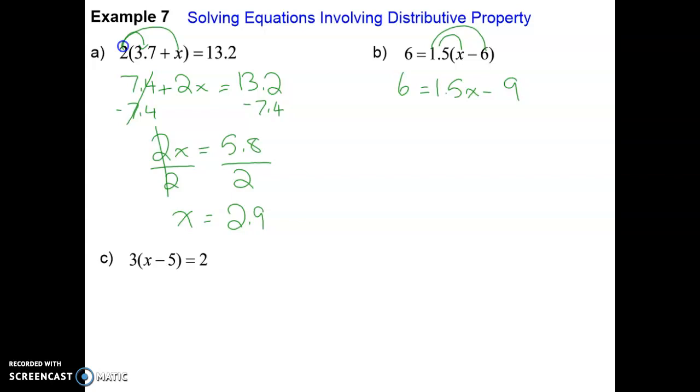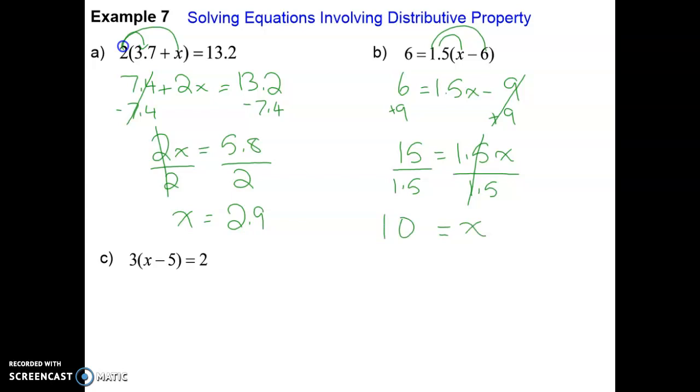The opposite of subtracting 9 is adding 9, so those make a zero pair. 6 plus 9 is 15, and that's equal to 1.5x. The inverse of multiplying by 1.5 is dividing by 1.5. Divide by 1.5 on both sides. That crosses out, and x is equal to 10.